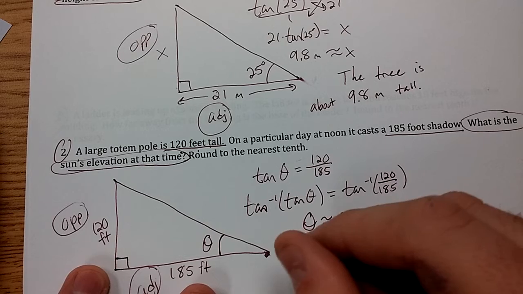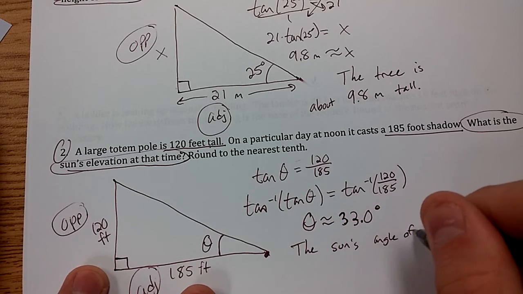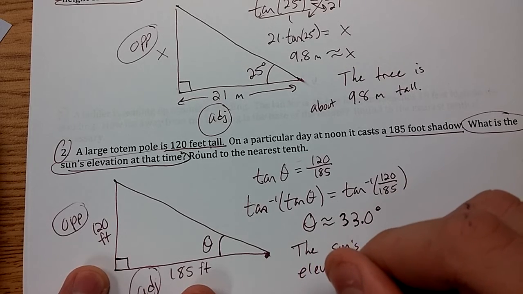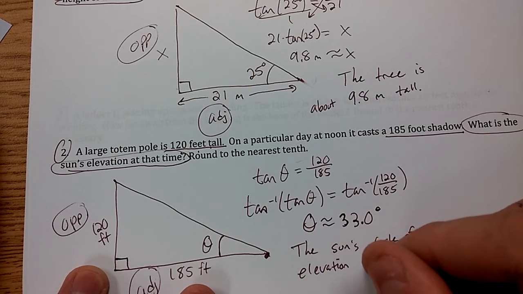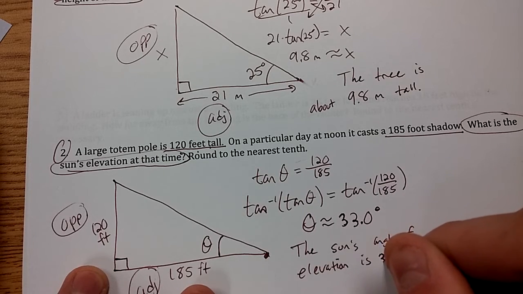So a sentence could be, the sun's angle of elevation is 33.0 degrees.